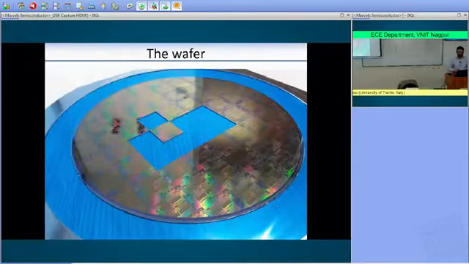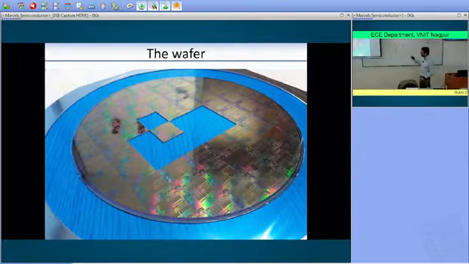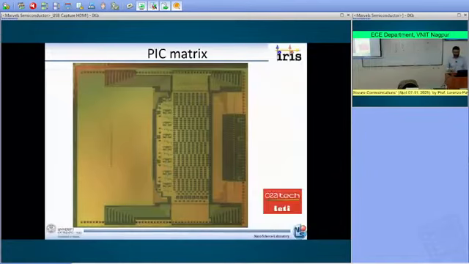Then the design was transferred to the foundry in Grenoble. And they indeed produce 200 millimeter wafers. And on top of these 200 millimeter wafers, you have all the single dies that are the single switching matrix. And this is the actual chip fabricated before bonding.